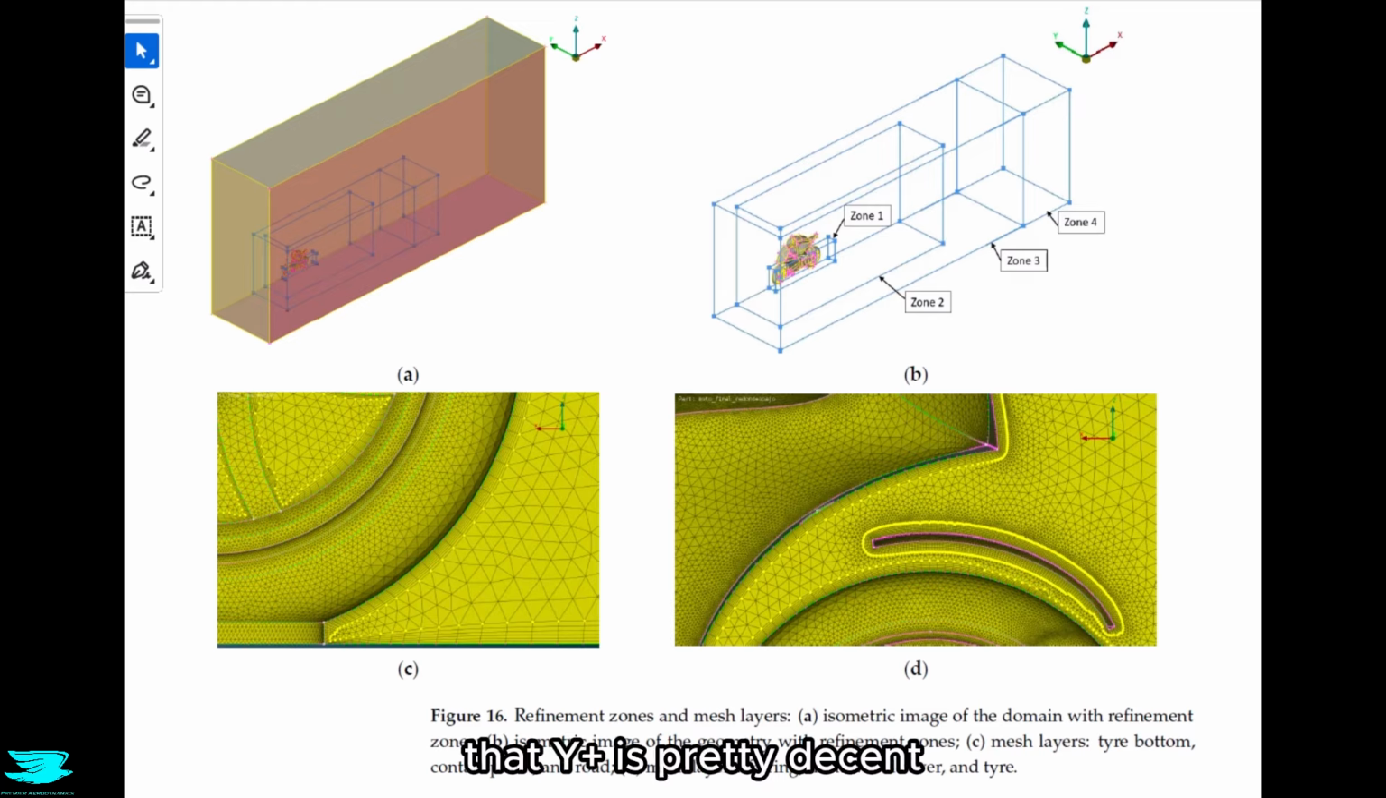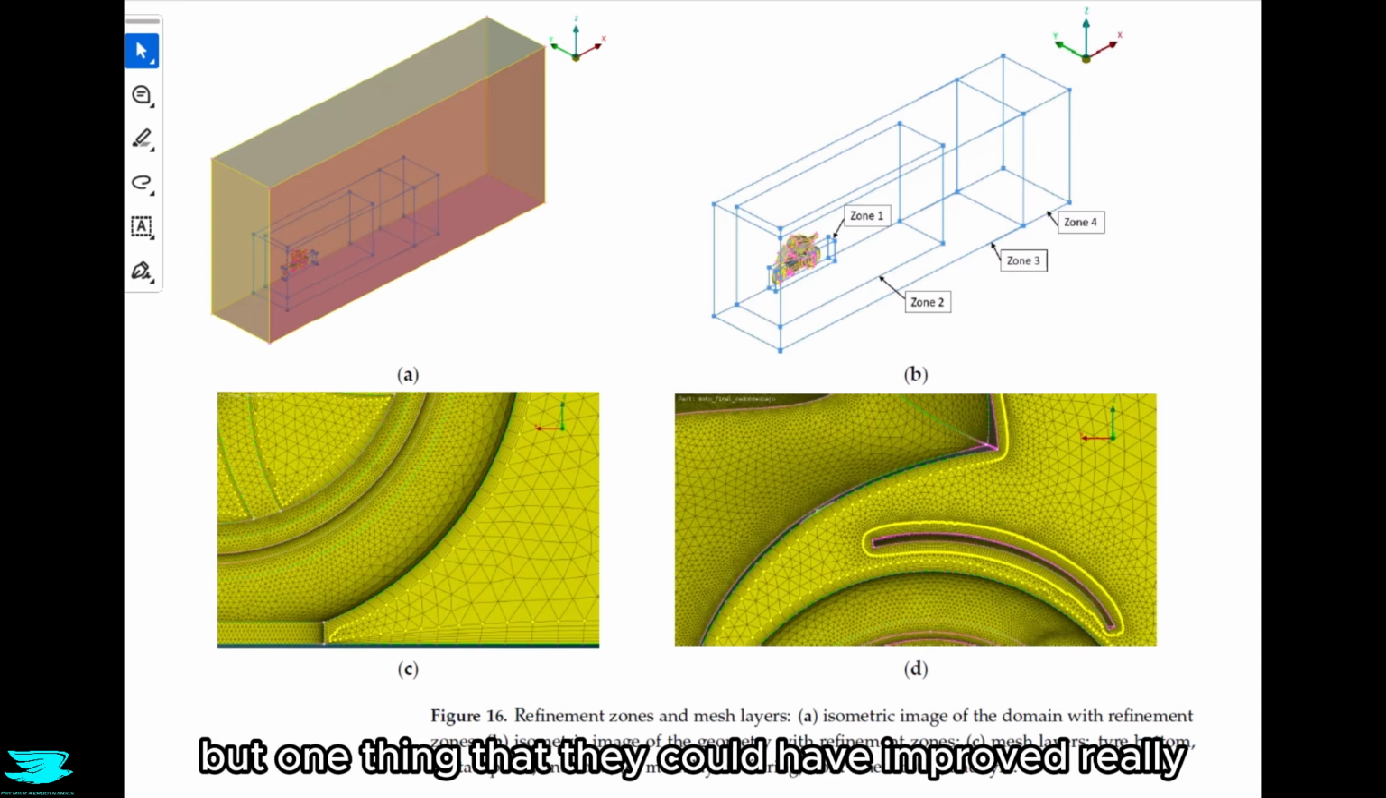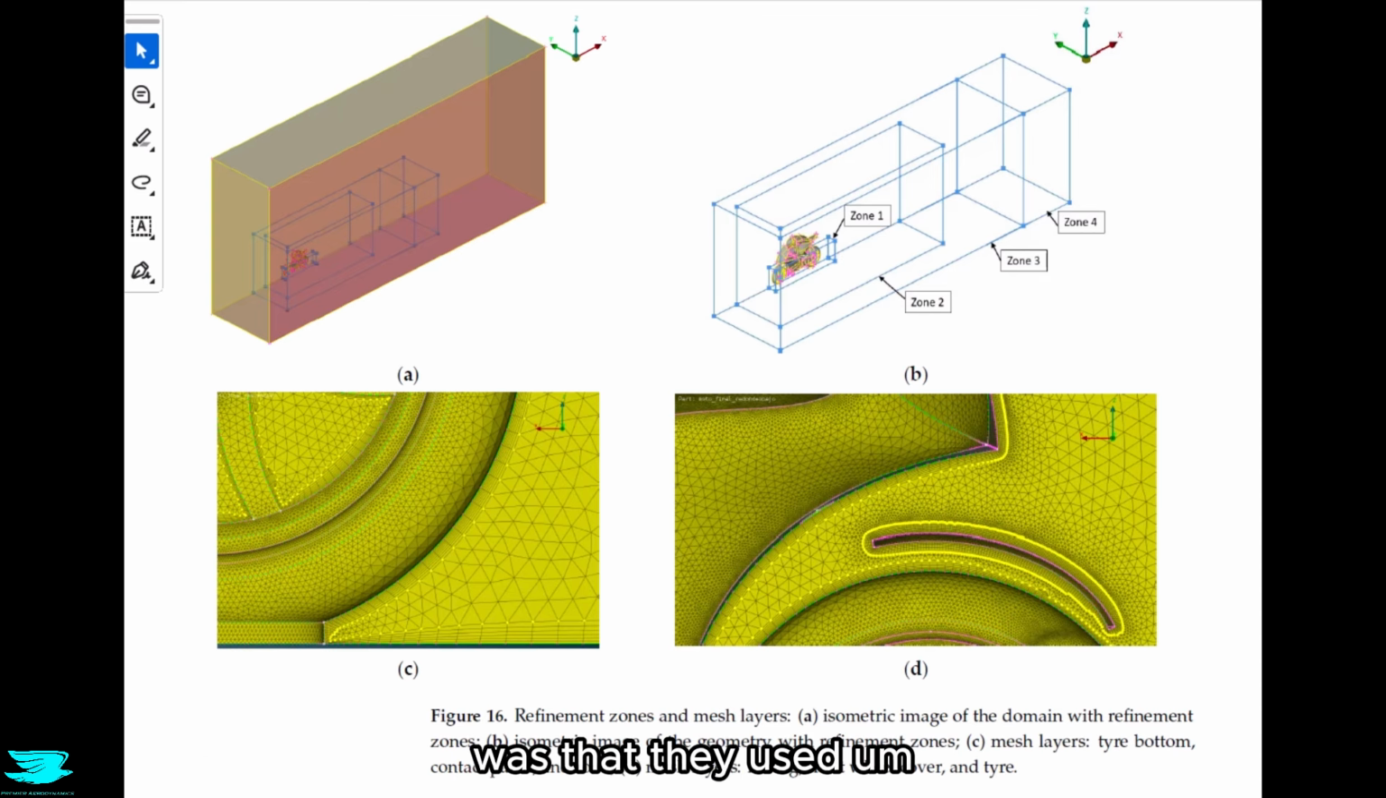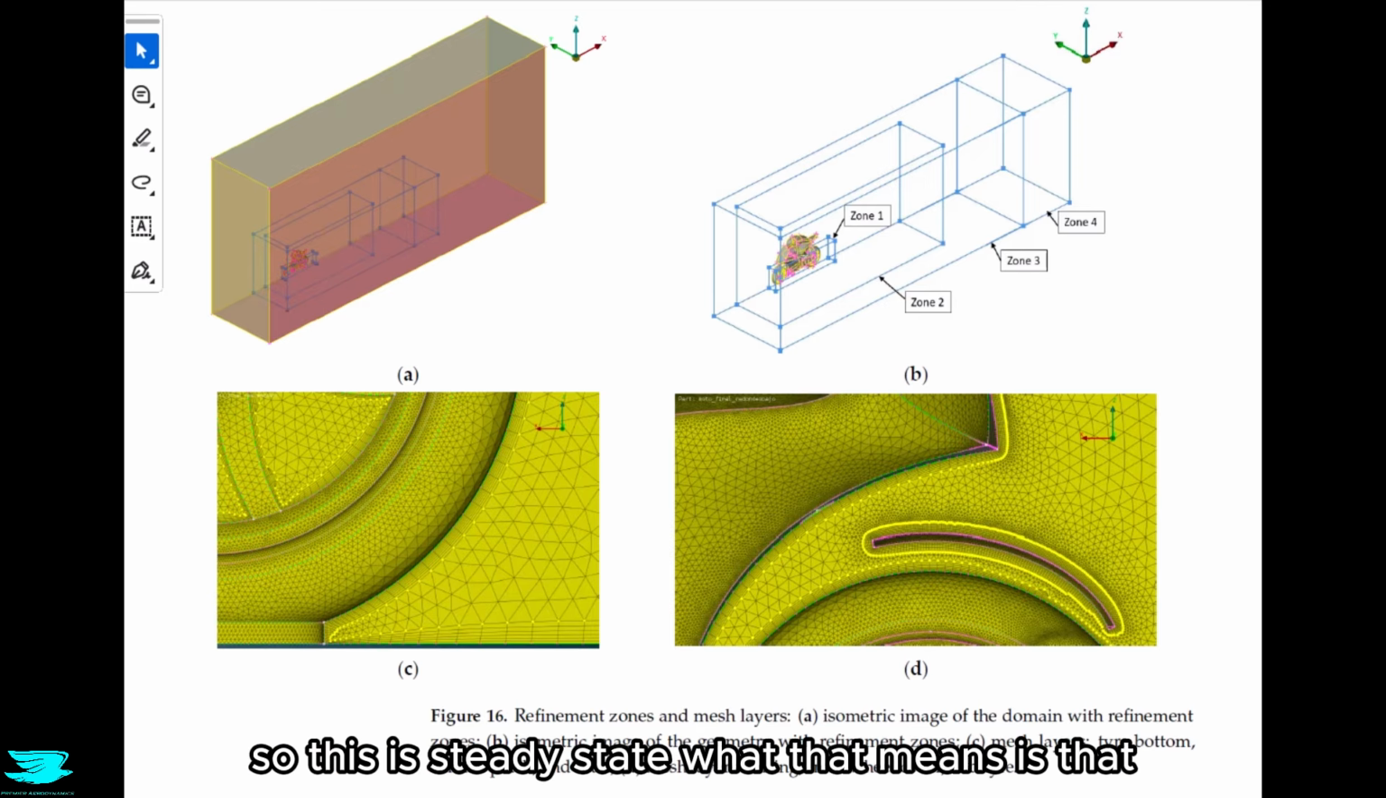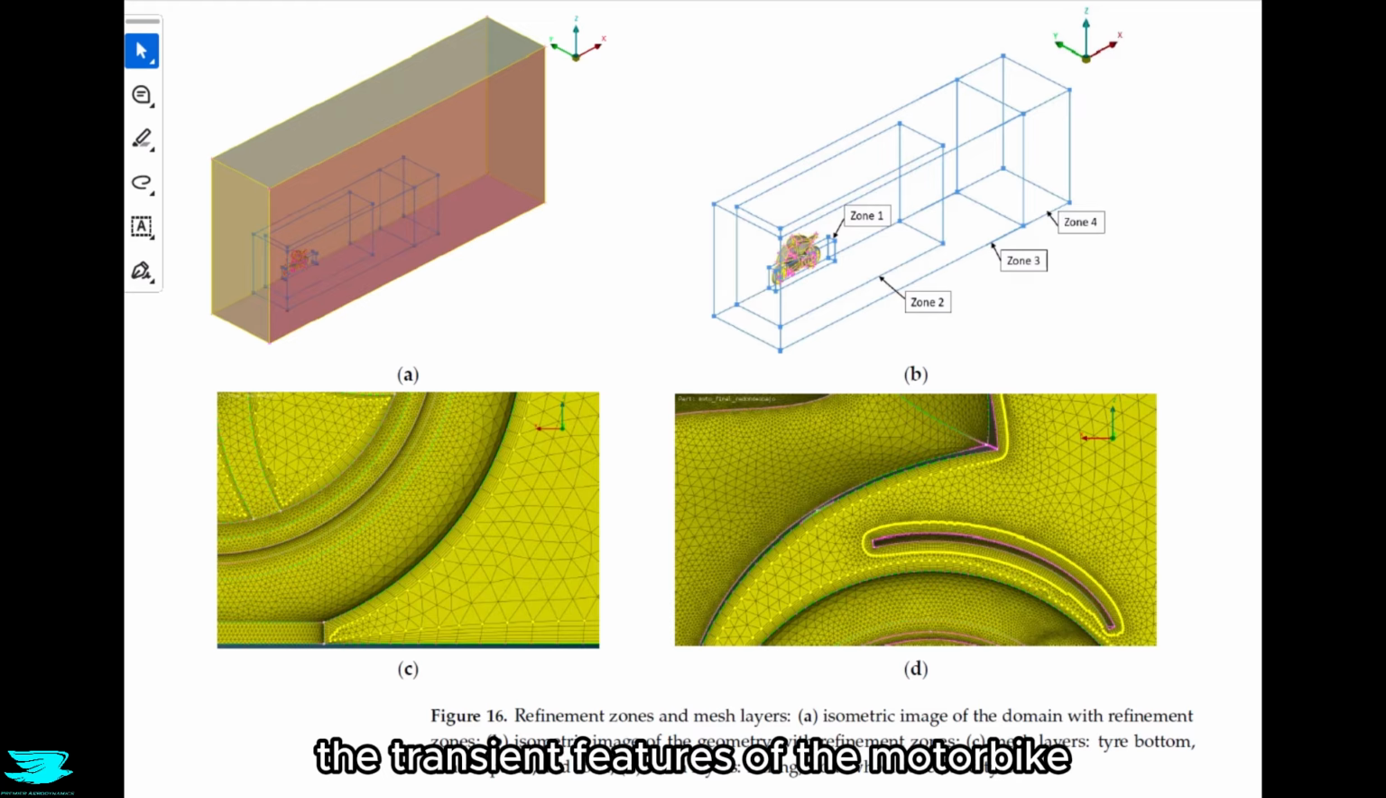Anyway, that Y plus is pretty decent, but one thing that they could have improved really was that they used the regular RANS approach. So this is steady state. What that means is that the transient features of the motorbike, so let's say the wake flapping around, something like that, those things won't be picked up by RANS, at least not accurately.